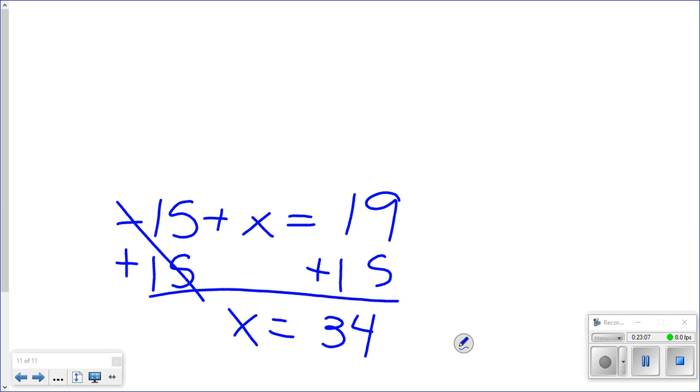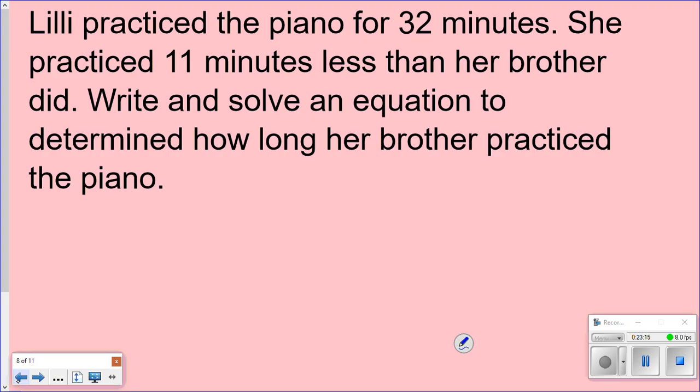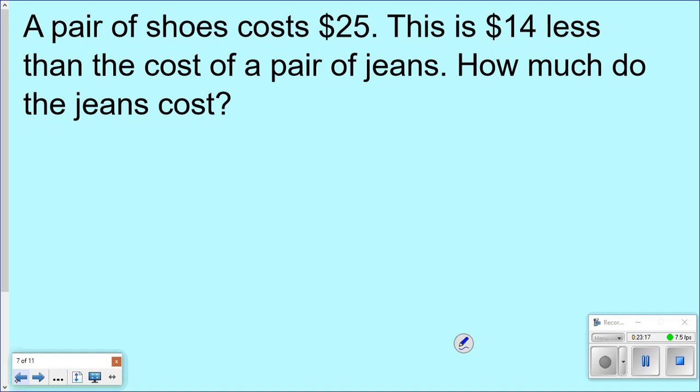The last thing I want to tell you about is the story problem. Now this is what your story problems are going to look like today. It says a pair of shoes costs $25. This is $14 less than the cost of a pair of jeans. How much do the jeans cost?